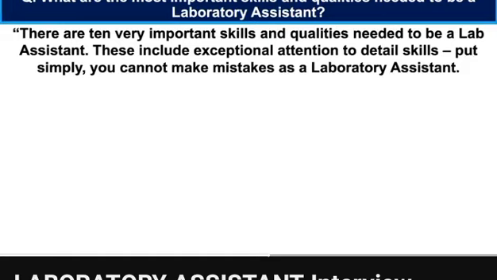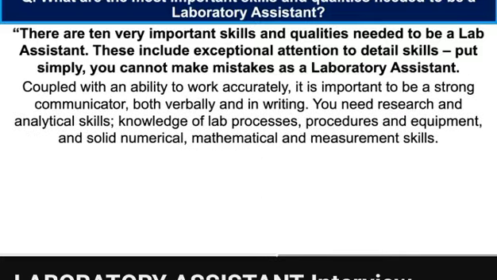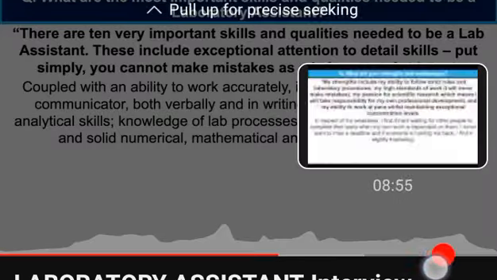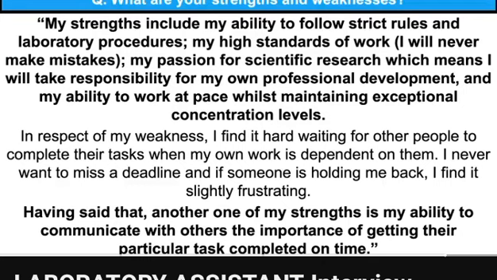There are 10 very important skills and qualities needed to be a lab assistant. These include exceptional attention to detail skills. Put simply, you cannot make mistakes as a laboratory assistant. Coupled with an ability to work accurately, ability to communicate with others, the importance of getting their particular task completed on time. I like that answer because your strengths clearly outweigh your weakness. Your weakness is essentially impatience, but you are finding a way to overcome that by communicating with people the importance of making sure they get their work completed on time. So it's a very strong answer.